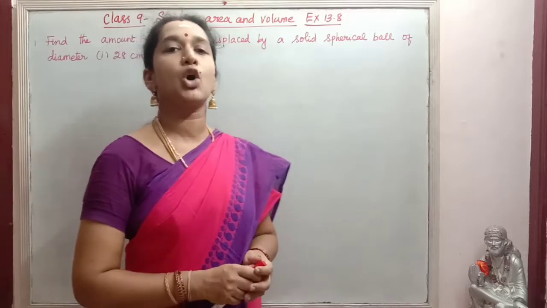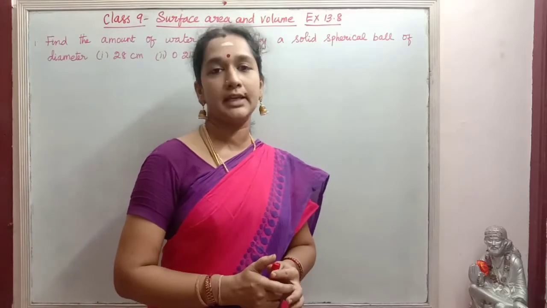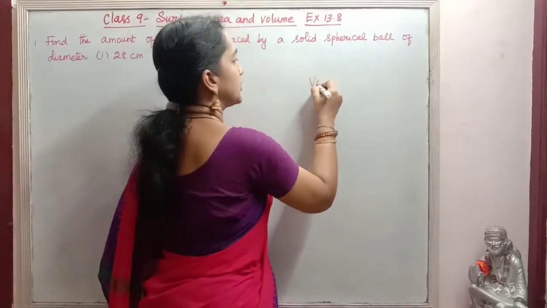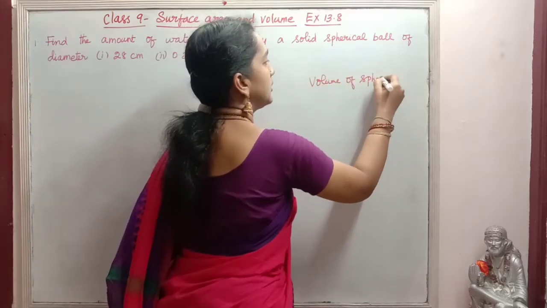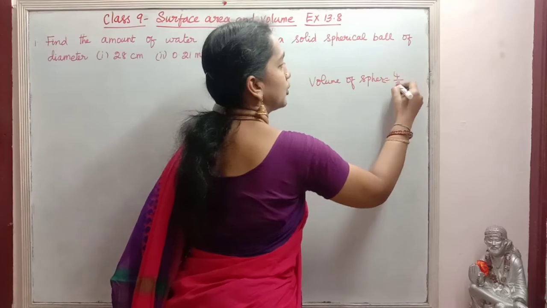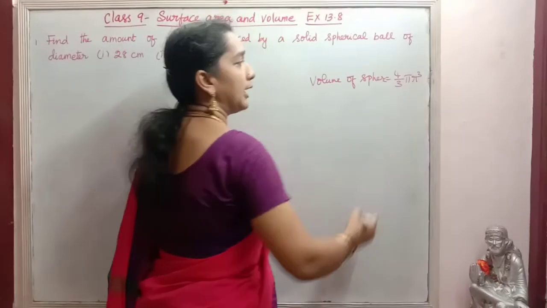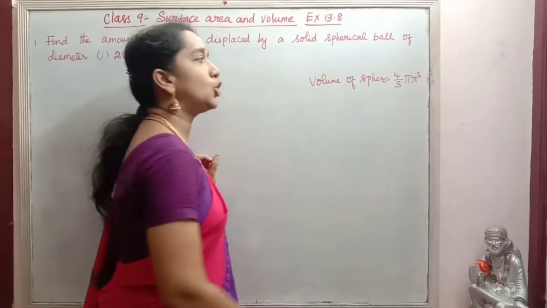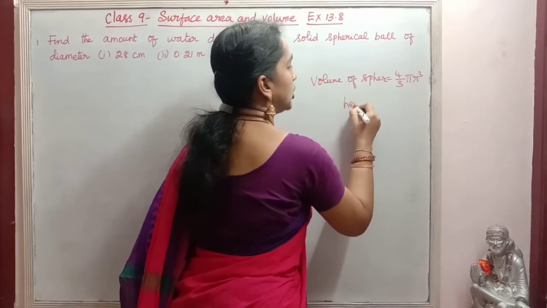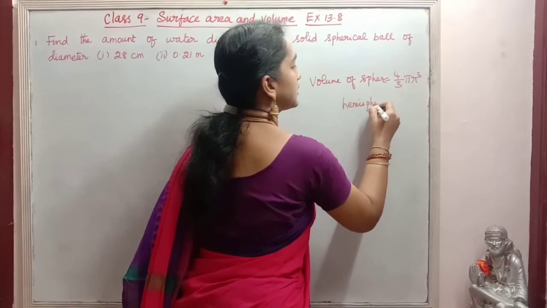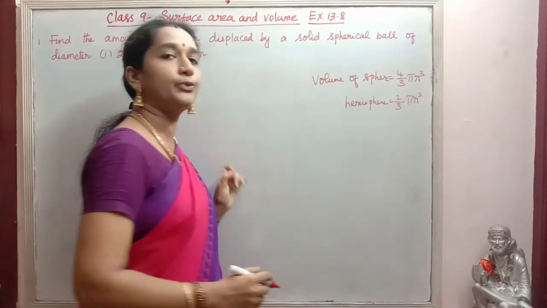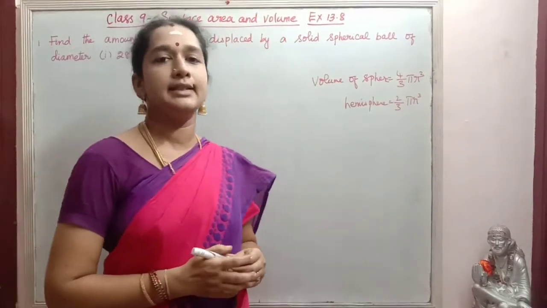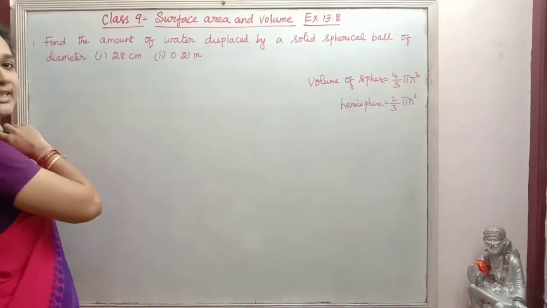The formula for volume of a sphere is 4 by 3 pi r cube. And the volume of a hemisphere is 2 by 3 pi r cube. So these are the two formulas we will be using in this exercise. Okay, now we will see the first sum.